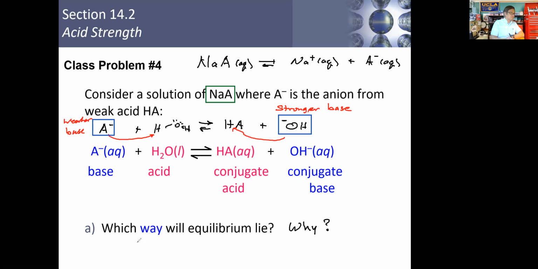Equilibrium then is going to favor that direction. It's going to move back towards the left. The reason for that is because hydroxide is a stronger base than the anion here. Okay, that's the reason why.